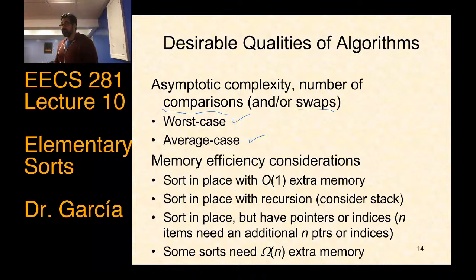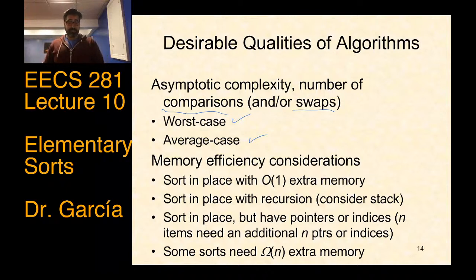And then memory efficiency is also particularly important. Sorting in place means that you would not use any extra memory, or any extra memory that you use is constant throughout the lifetime of the algorithm. Then you can sort in place with recursion. Okay, so here there are things to consider with regards to whether it's tail recursive or not. Sort in place but have pointers or indices.